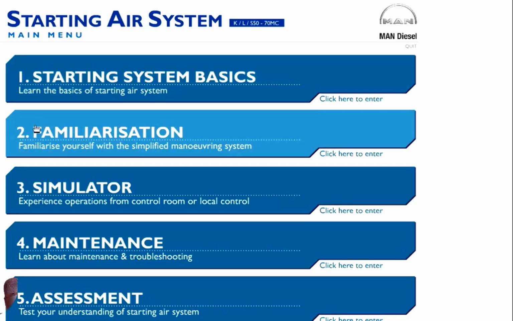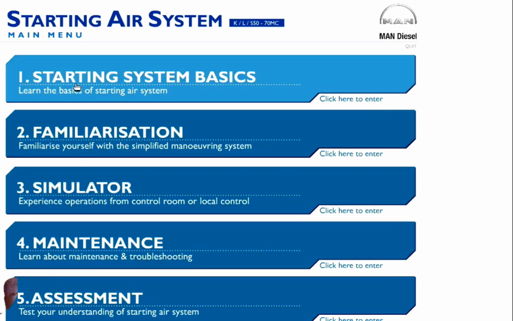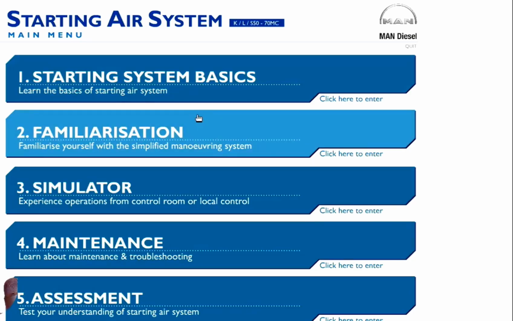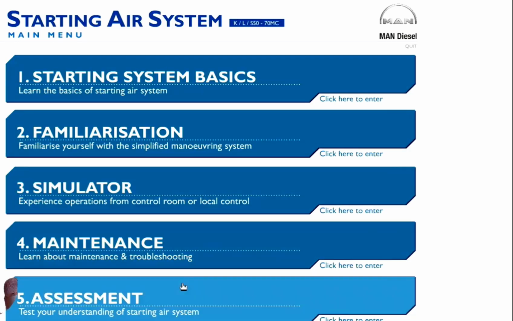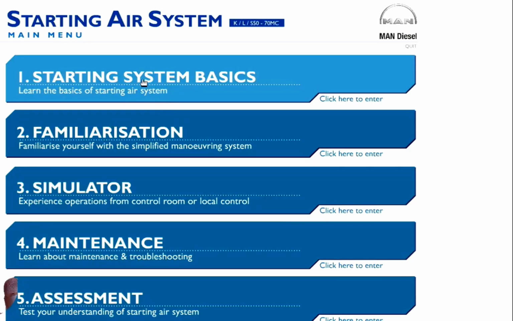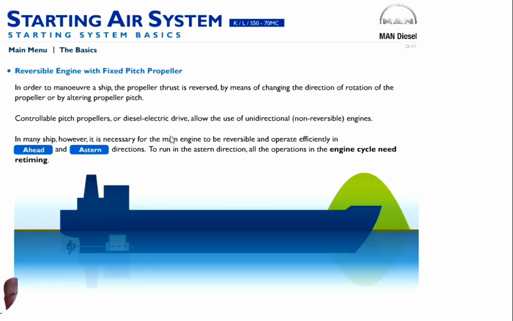So we have these files here, which have a lot of important information, and we have some basics, some familiarization, simulator, maintenance, and at the end we have an assessment. Okay. First of all, we will start from these basics, and we will talk about reversible engines with fixed pitch propeller. There are also some other kinds of engines, which are non-reversible engines, which have controllable pitch propellers. That means that the engines always turn in the same direction.